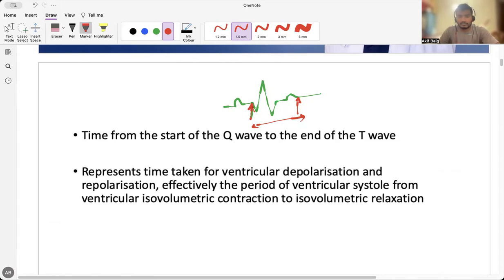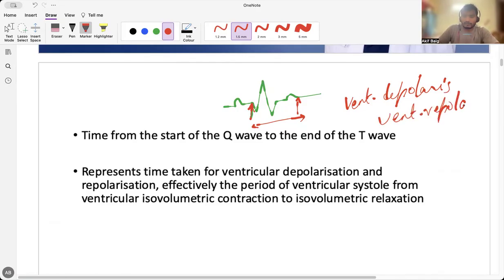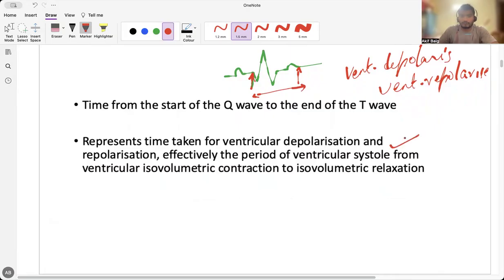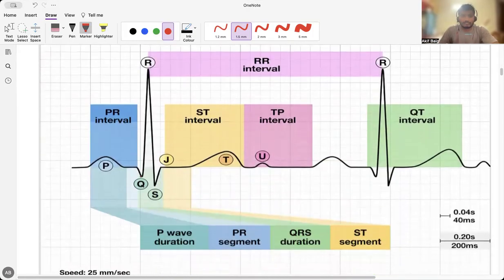Basically it denotes ventricular depolarization, starting from QRS, and the relaxation period, which is called ventricular repolarization. So it includes the entire ventricular cycle, that is ventricular depolarization and ventricular repolarization. Effectively, it is the period of ventricular systole, from isovolumetric contraction to isovolumetric relaxation time. You can see here this is a P wave, QRST, and this is the QT interval, from the start of the Q to the end of the T.